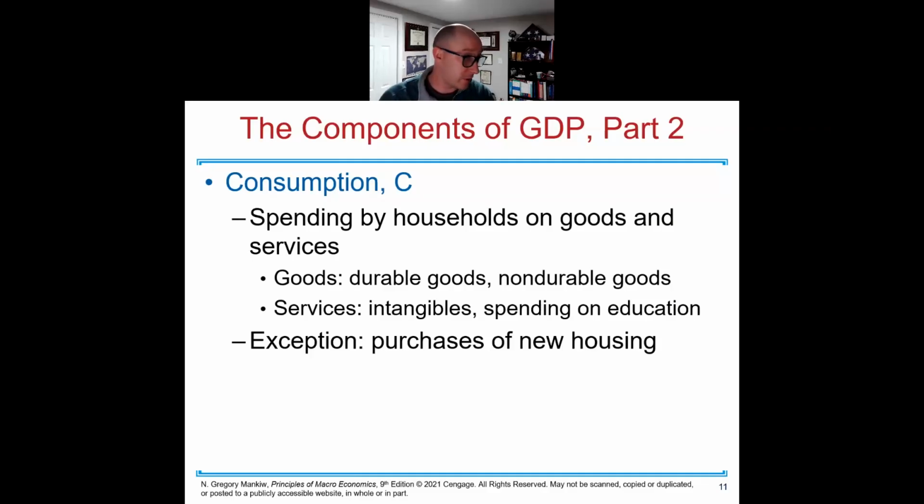So we don't include that in gross domestic product. It's just because you're not consuming your house, right? The house is there for your use, and it'll be there for your use long after you're there. So that's why we don't include new housing. So consumption, spending by households on goods and services, except for the purchase of a new house.